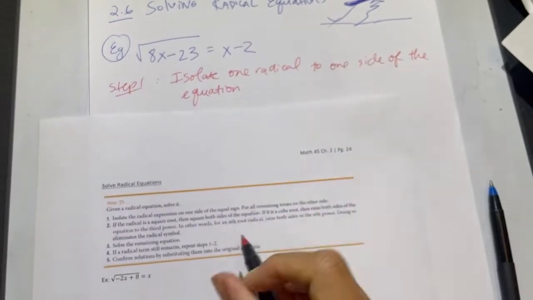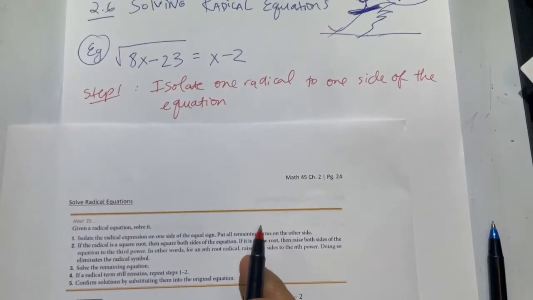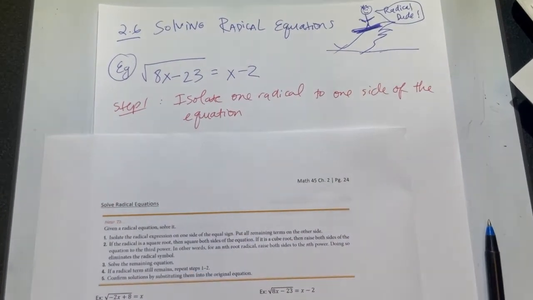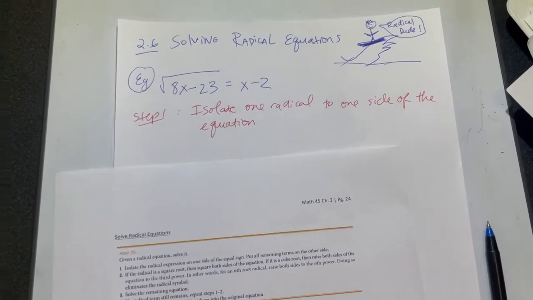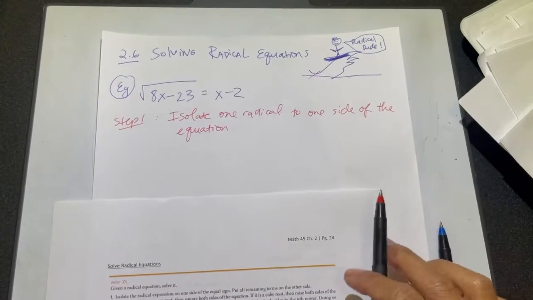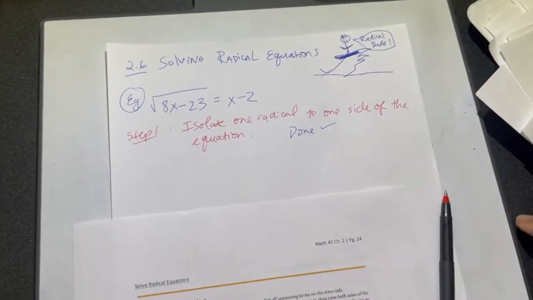And the typed words on here will say more. Put all remaining terms on the other side, right? I'm just writing out the bare minimum of what these steps say. You can print out these steps. So it's already done. The radical is already sitting on one side and everything else is already on the other side. So done.